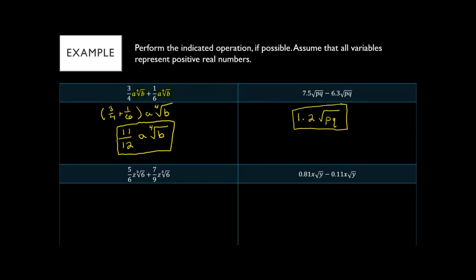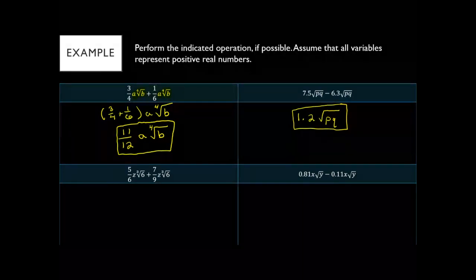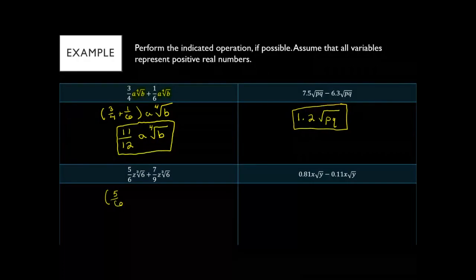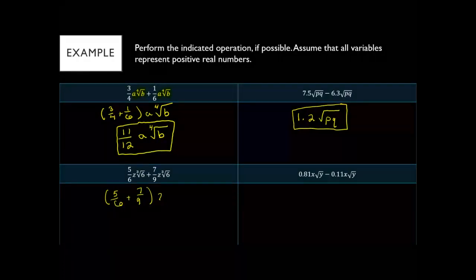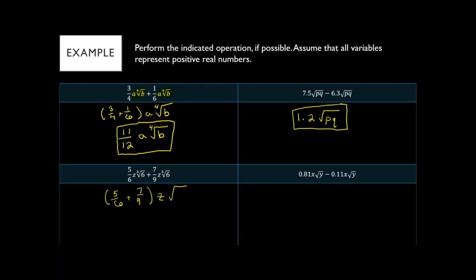Bottom left, again, these are like terms because they both have a z in front. They are both cubed roots, and they both have 6 as the radicand. So all we need to do is add the numbers. So again, you're just doing 5/6 plus 7/9. And I'm going to just, again, write that out so that you have that and you're not just like, where did this number come from? It's not obvious. So I'm going to just use my calculator again, 5/6 plus 7/9.